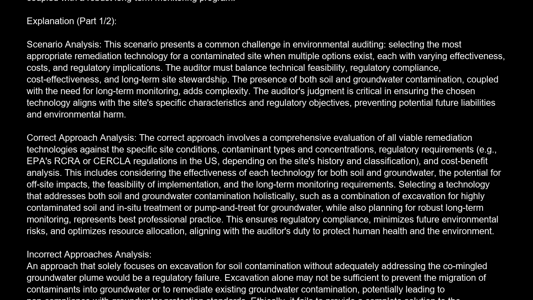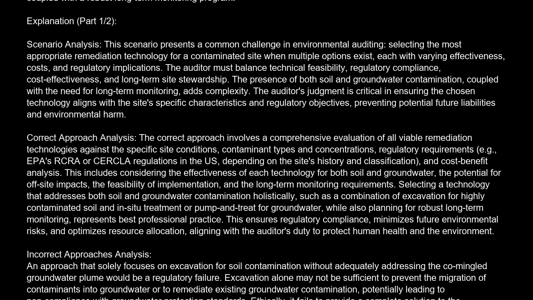Correct approach analysis. The correct approach involves a comprehensive evaluation of all viable remediation technologies against the specific site conditions, contaminant types and concentrations, regulatory requirements, e.g., EPA's RCRA or CERCLA regulations in the U.S., depending on the site's history and classification, and cost-benefit analysis. This includes considering the effectiveness of each technology for both soil and groundwater, the potential for off-site impacts, the feasibility of implementation, and the long-term monitoring requirements.